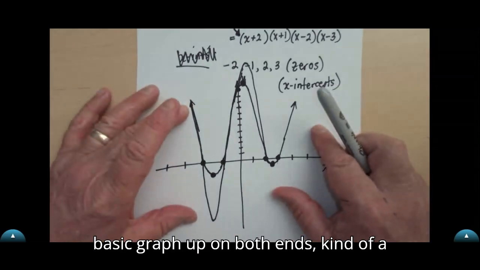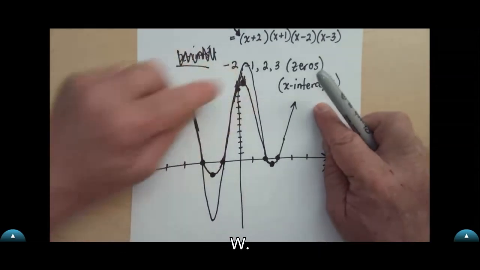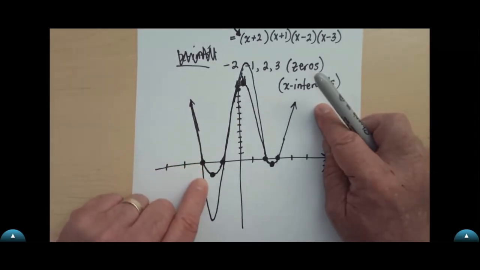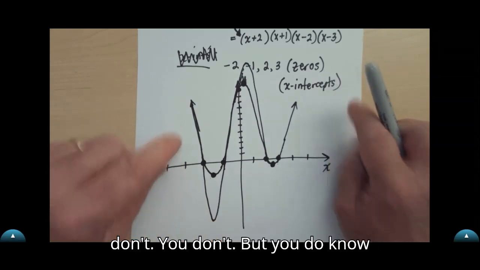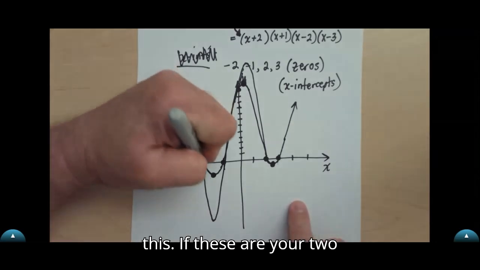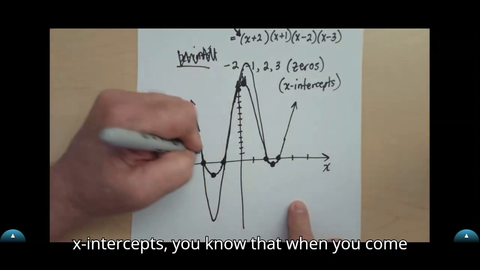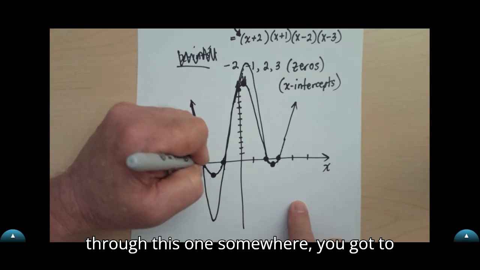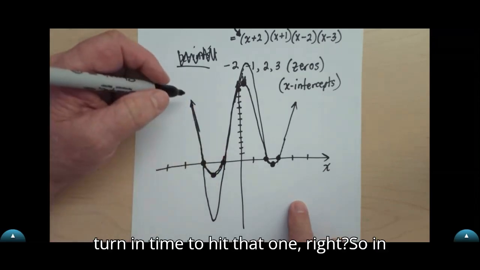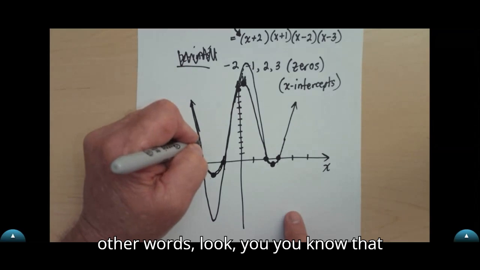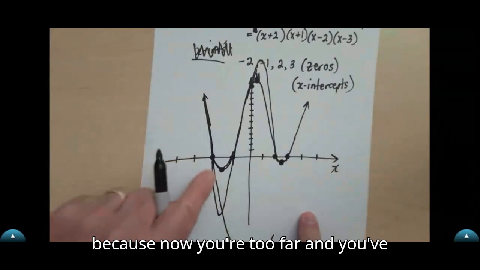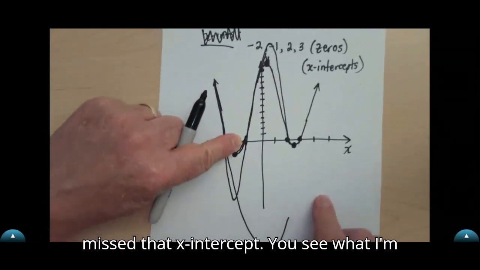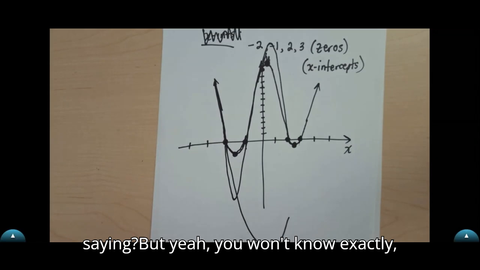But y'all look at this basic graph, up on both ends, kind of a W. Like how low this goes, for example, you don't know. But you do know this. If these are your two x-intercepts, you know that when you come through this one, somewhere you've got to turn in time to hit that one, right? So in other words, you know that you're not going to do something like this where it just goes down forever, because now you're too far and you've missed that x-intercept. You see what I'm saying? But yeah, you won't know exactly.